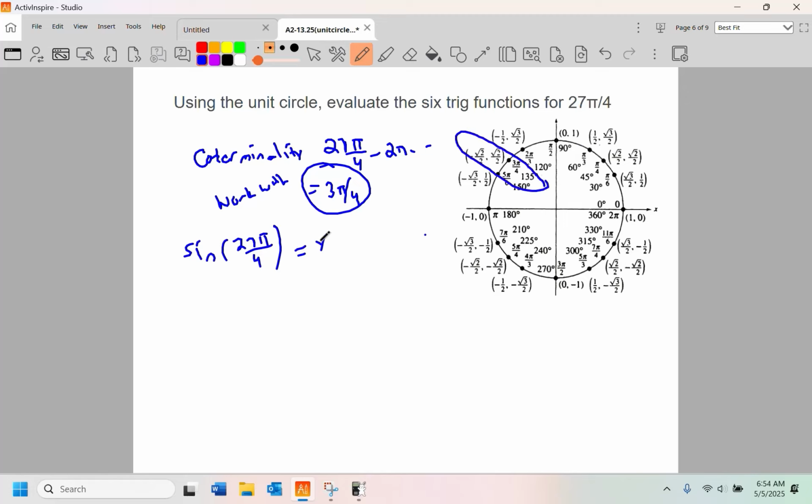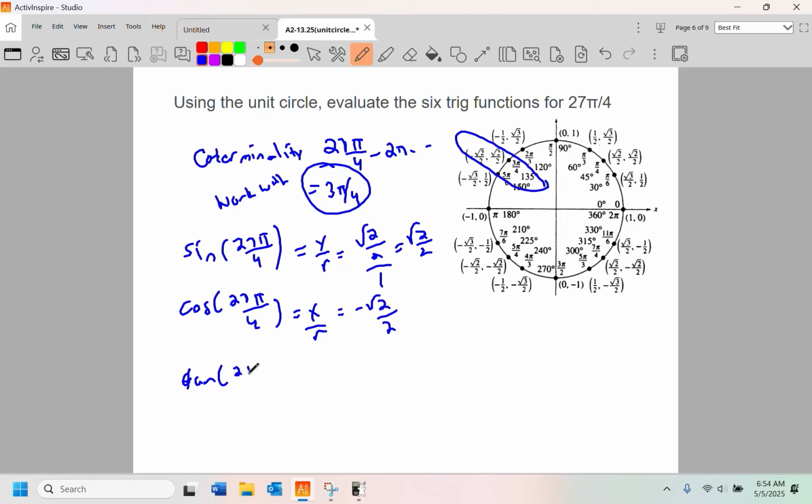And again, it is y over r, so it's going to be a positive root 2 over 2 over 1, which is just root 2 over 2. You know, on the unit circle, it's always just the x or y coordinate. Cosine 27 pi over 4. I'm going to look at x, which is negative root 2 over 2. Technically, I was looking at x over r. Don't be that kid who thinks that isn't a problem.